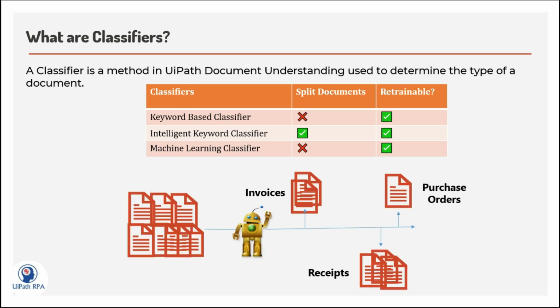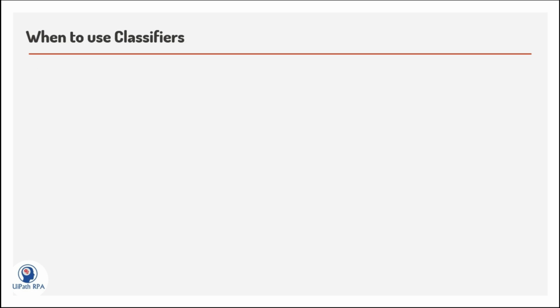So let's talk about the split. Let's say you have 100 pages of documents, and with document understanding, the intelligent keyword classifier can split the document and say, okay, these 2 pages are invoices, these are purchase orders, and these are receipts.